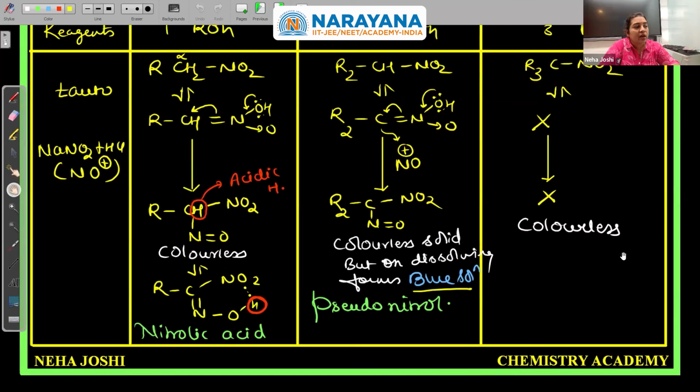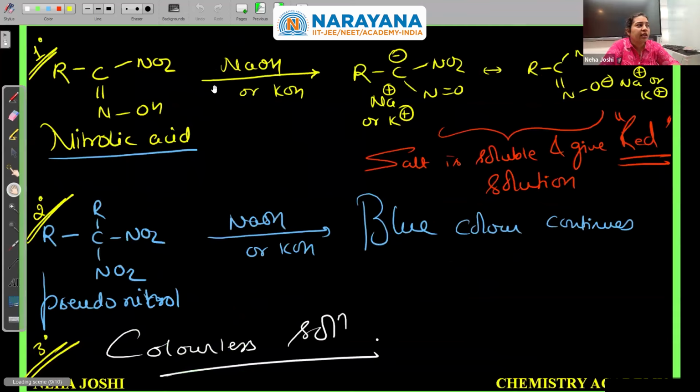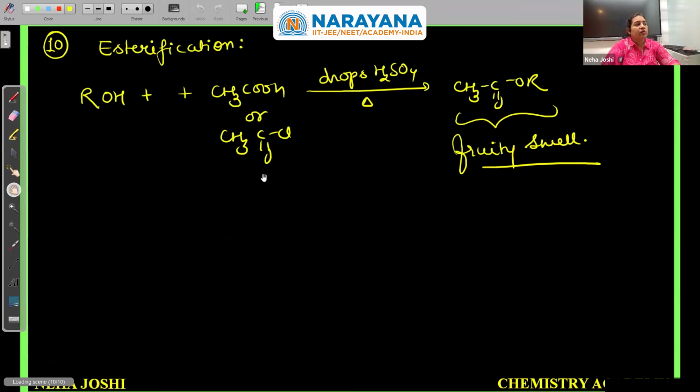Now after these blue colors we add NaOH, so 1 degree will form a salt which is of red color. So ultimately we are having red color for primary alcohol. No acidic H in 2 degree pseudonitrole, so blue color continues to be blue color, and for 3 degree alcohol, no reaction.